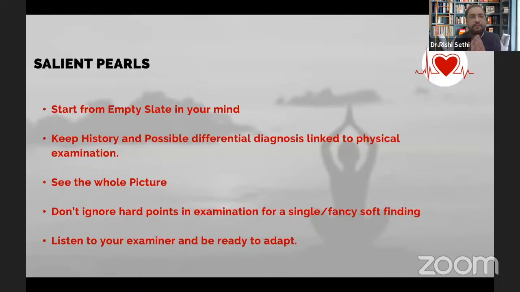And if there is a discrepancy in findings between you and the examiner, of course, you have all the right to put it forward, but do listen to your examiner. Many a times, they are giving you a hint to guide you towards a certain diagnosis. So these are the salient pearls you must keep in mind when you go into a clinical examination, especially at the DM cardiology level. The examiner is really looking to find the consultant in you and not the student in you. So try to be firm and emphatic, but at the same point of time, be ready to adapt if there is a difference of opinion.